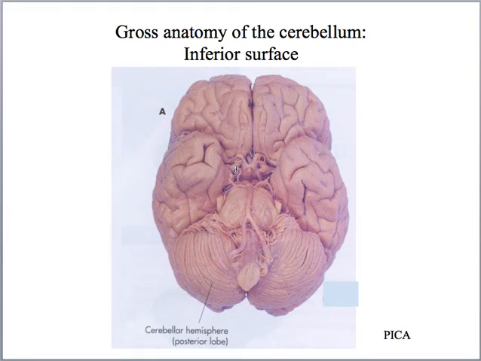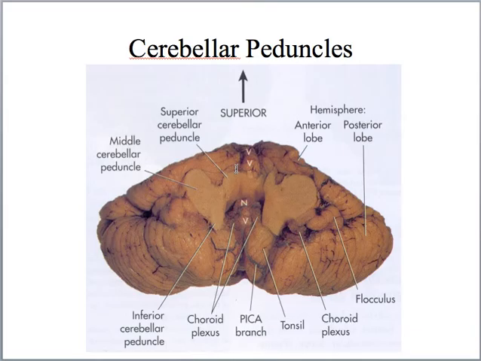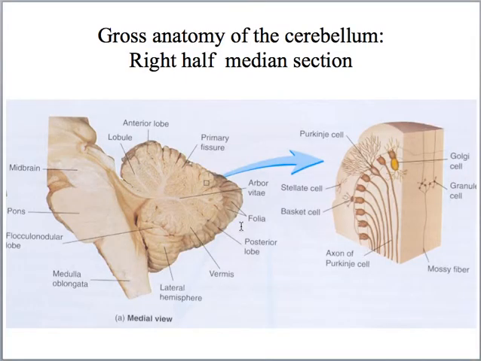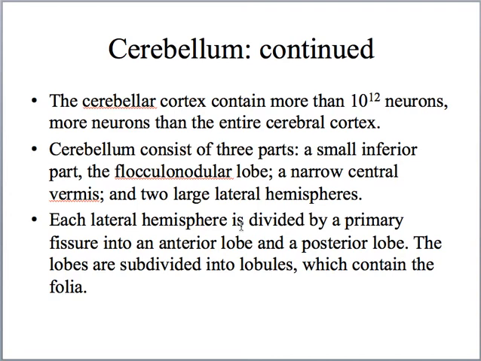This just shows the surface of the brain. I don't want you to focus too much on this. Talking about the 3 different tracts, you're looking at the inferior surface of the cerebellum. Here is your superior cerebellar peduncle, the middle, which is the largest, and here your inferior cerebellar peduncle. Again, we're just going to focus on things that are important.